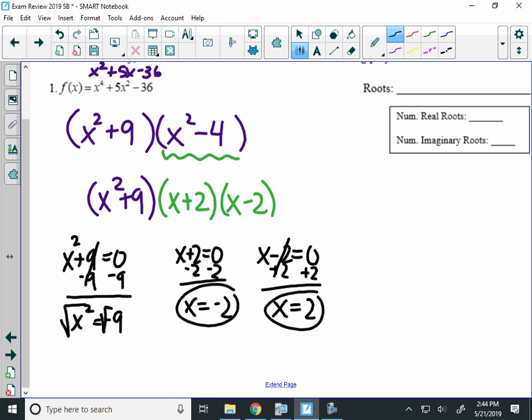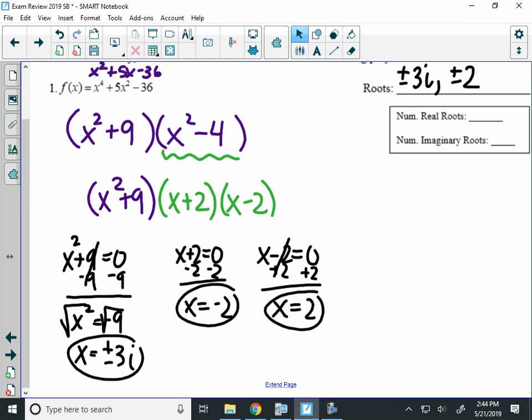Take the square root of both sides. When you take the square root in these kind of problems, you have a plus or minus 3i. So those are your 4 roots here. Plus or minus 3i and 2 and negative 2. So plus or minus 2. That's how it's written on the back of your solutions. Now the number of real roots in this problem, there's 2 of them. 2 and negative 2. And then there's also 2 imaginary roots.